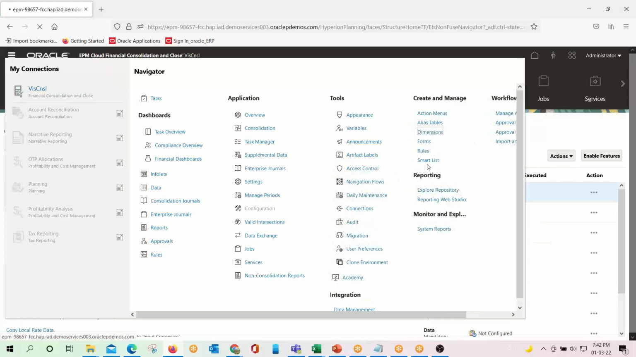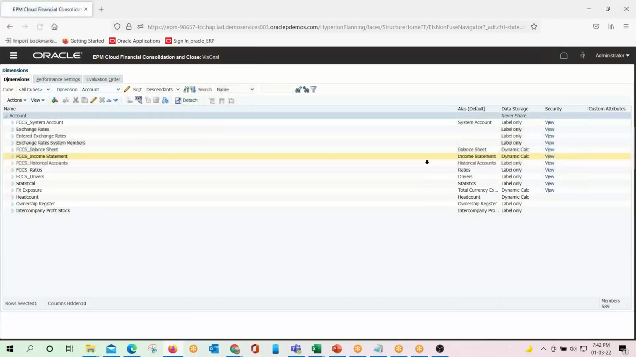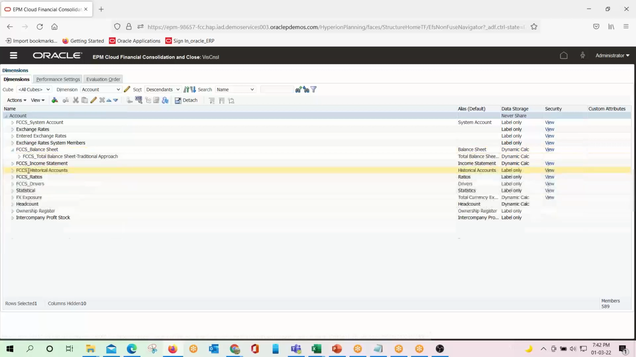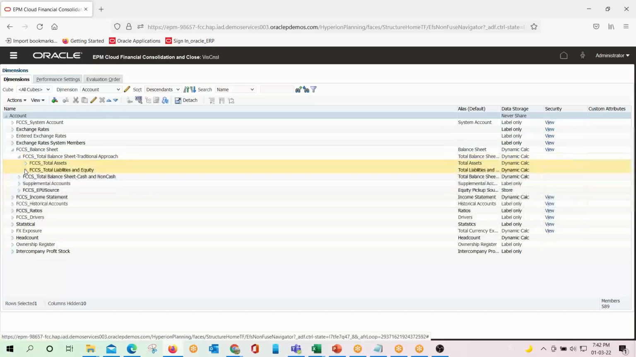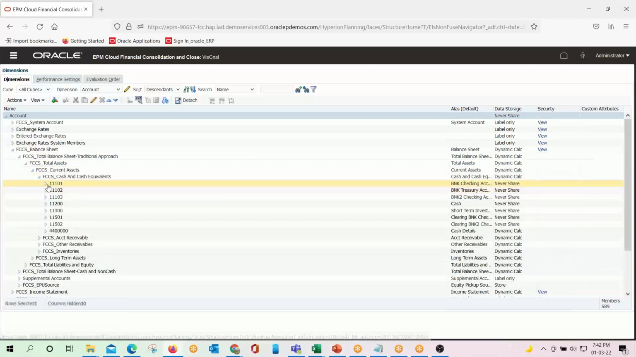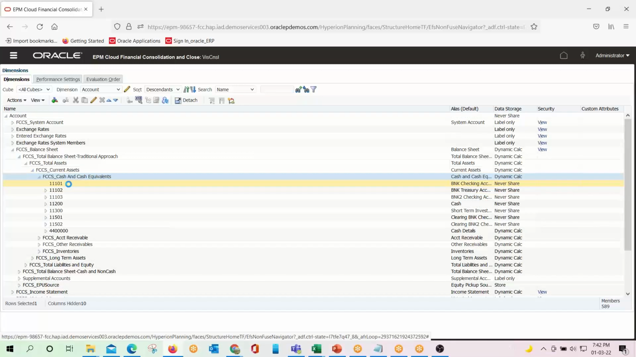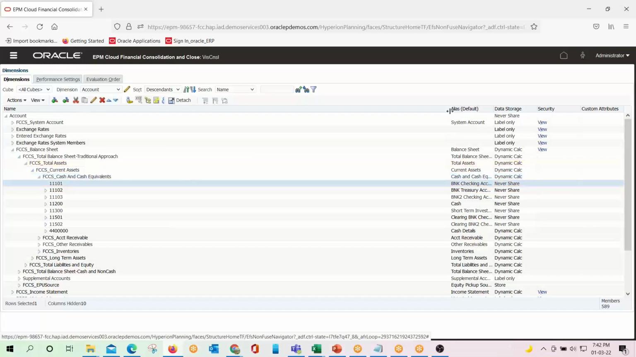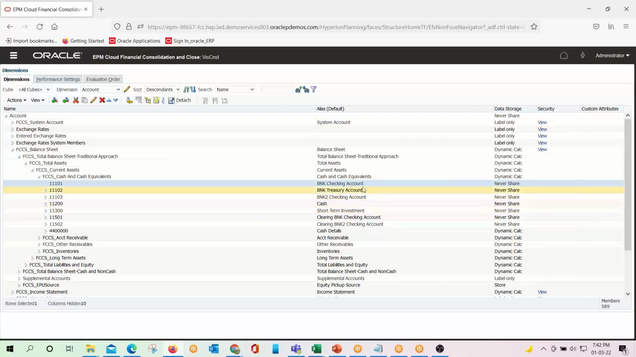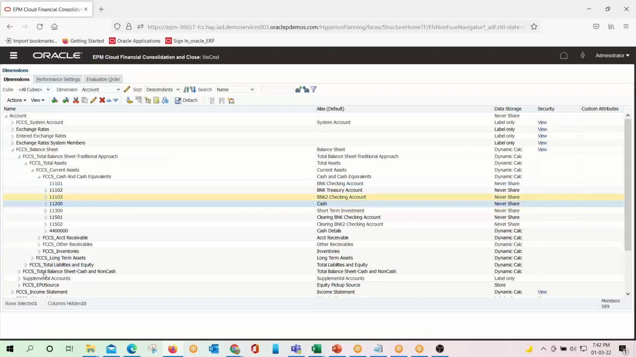This is the dimension option, from where we can see the different dimensions. This is the account dimension, where we store our account structure or chart of accounts. Typically we can say the expense codes and numbers. So this is the cash and cash equivalent, with the code 11101, and the name of the account is defined in this alias. Bank checking, so 11200 is our cash account where we will pass the entry.